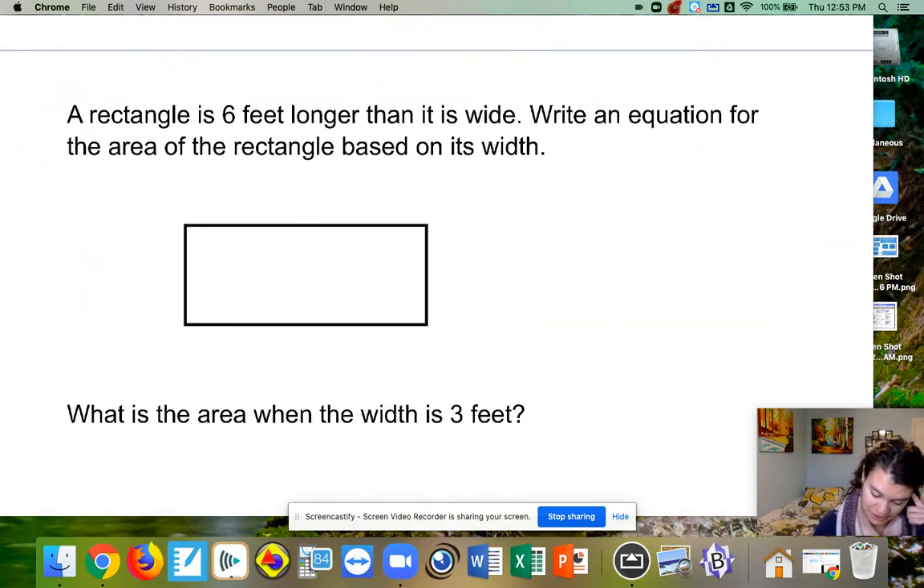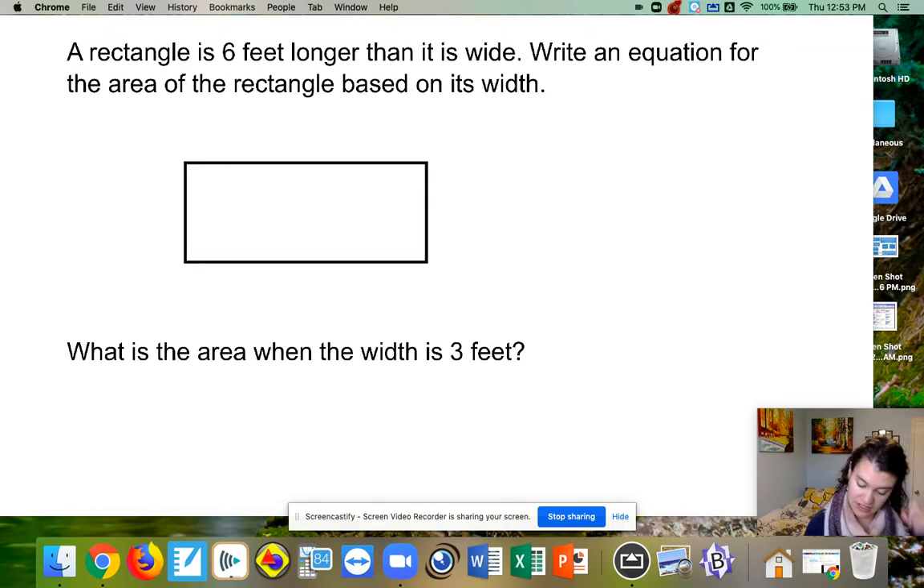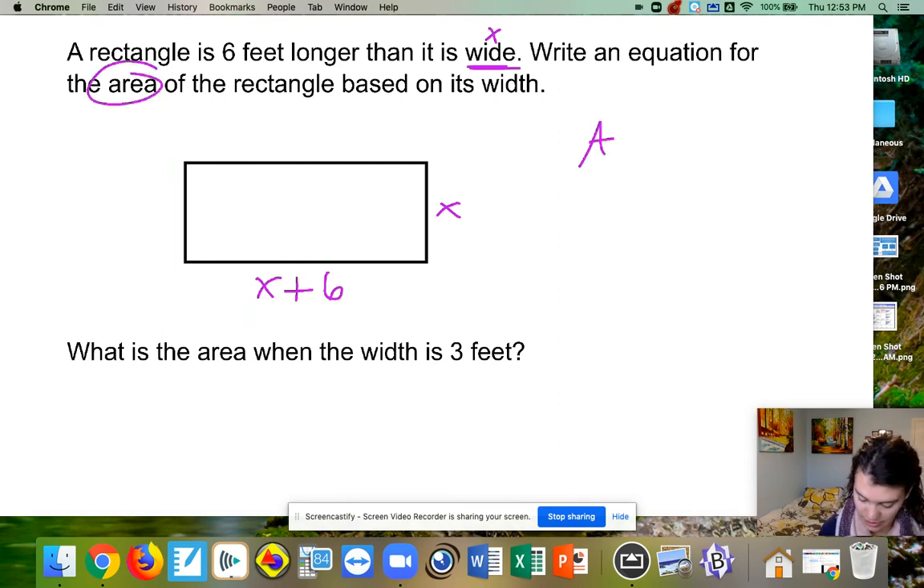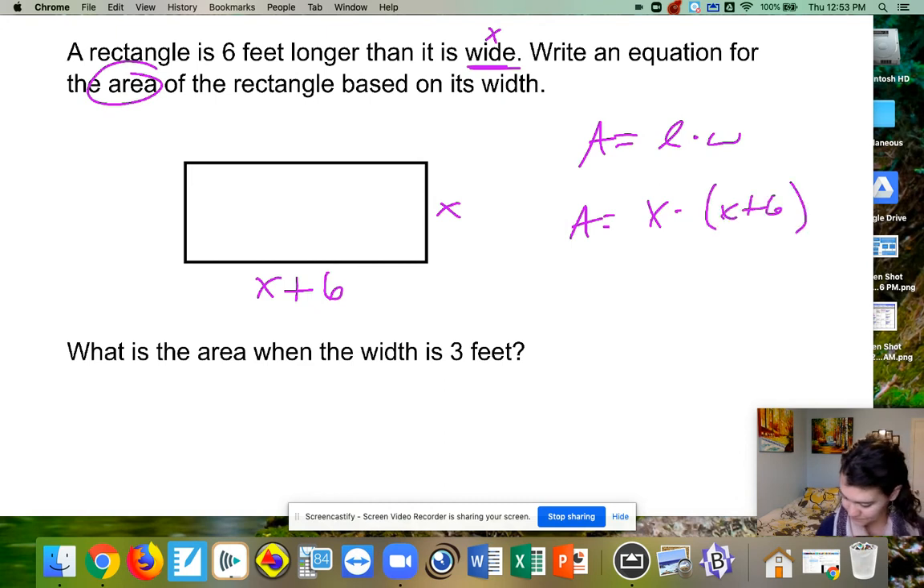So one more example here. We have a rectangle that is 6 feet longer than it is wide. So let's say that width we'll call x, and then it's 6 feet longer on the length. So I want to write out an equation here for the area. So remember, area is length times width. So if we plug our information in, we have x times x plus 6.